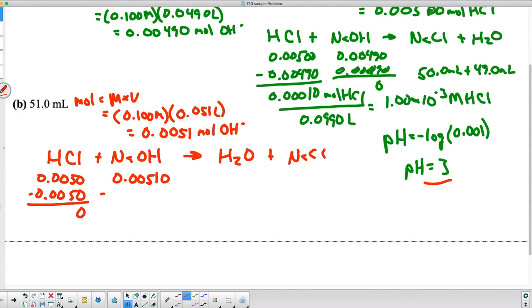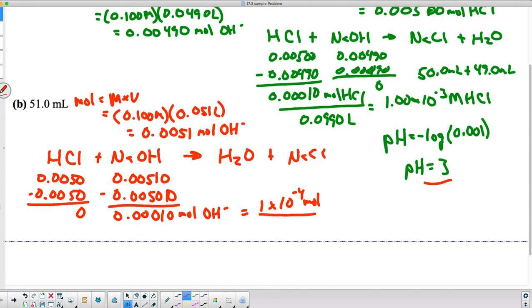I get 0 for hydrochloric acid, which means that now I have just a little bit, 0.00010 moles of hydroxide, like that. Now that I have that much of the sodium hydroxide, 1 times 10 to the negative fourth, that is the number of moles I have.